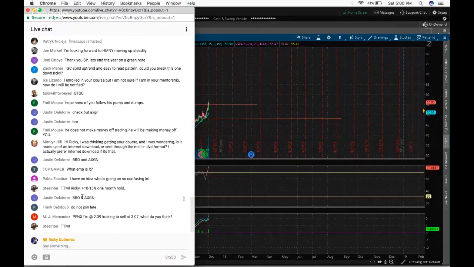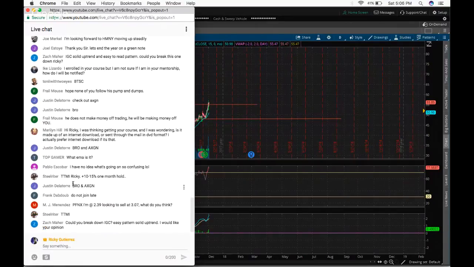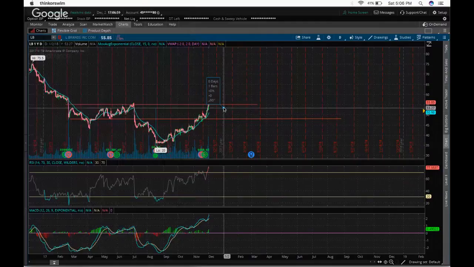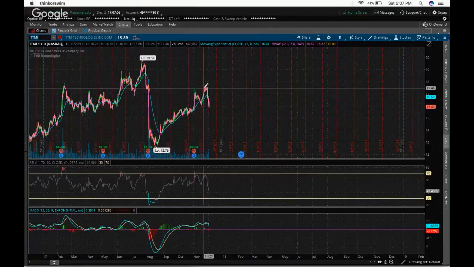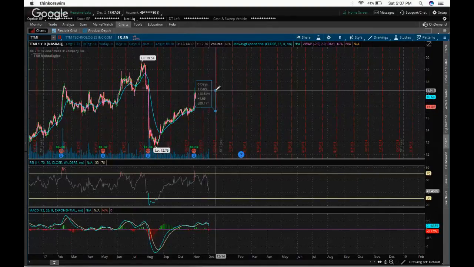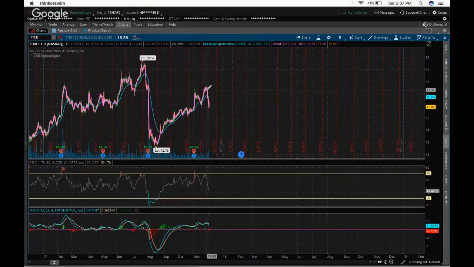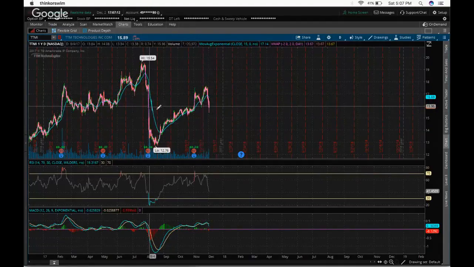All right. So let me try this one out. TTMI. TTMI. Boom, boom, boom. Okay. I see why you might think that it has that 10% potential because of that pullback that it had. So it makes sense. I would just like to see more of a confirmation.